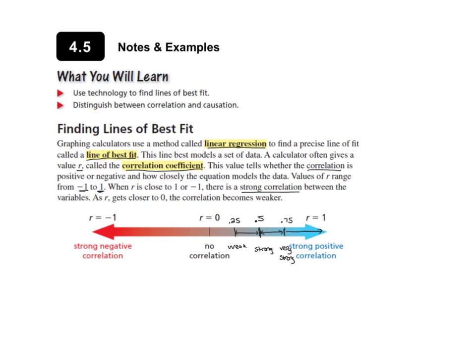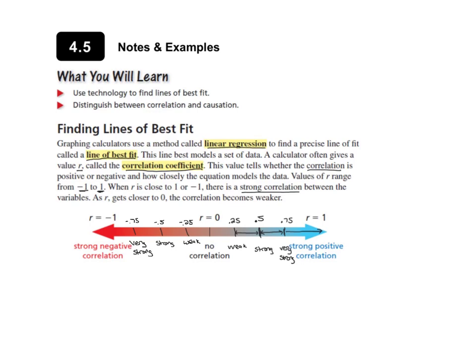Okay, the same happens on the other side. So if we have -0.25, that is where a weak negative correlation happens. -0.5 starts the strong negative correlation, and -0.75 starts the very strong negative correlation.